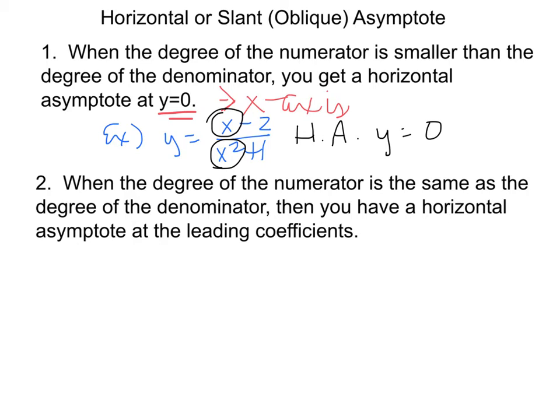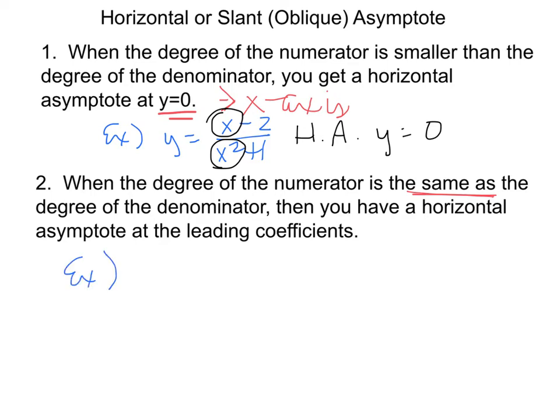Okay, here's our second scenario. When the degree of the numerator is the same as the degree of the denominator, then you have a horizontal asymptote at the ratio of the leading coefficients. Now let's think about that for a second. Our first scenario was smaller on top, automatic horizontal asymptote at y equals 0. This one is if they are the same. Then you have a horizontal asymptote at the leading coefficients. So let's see what that looks like.